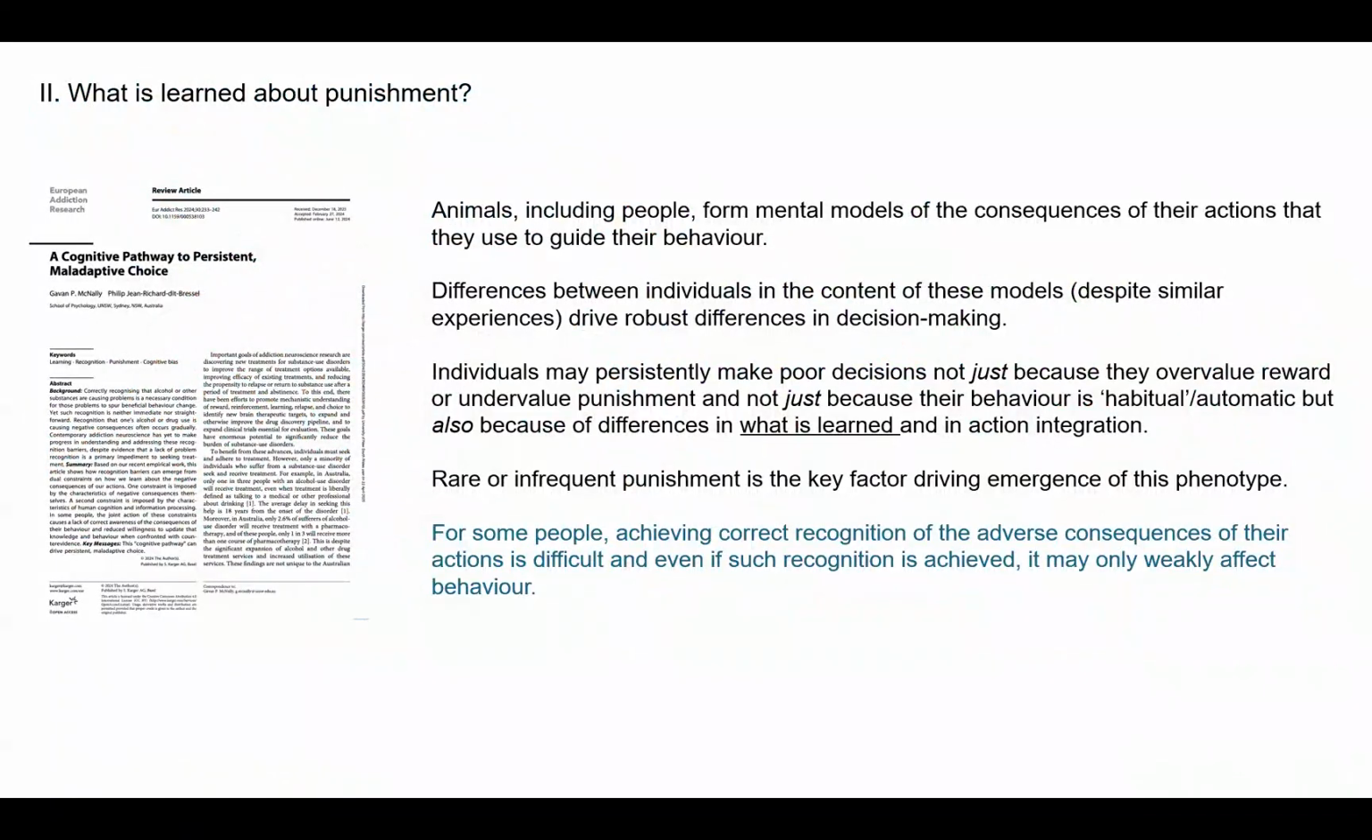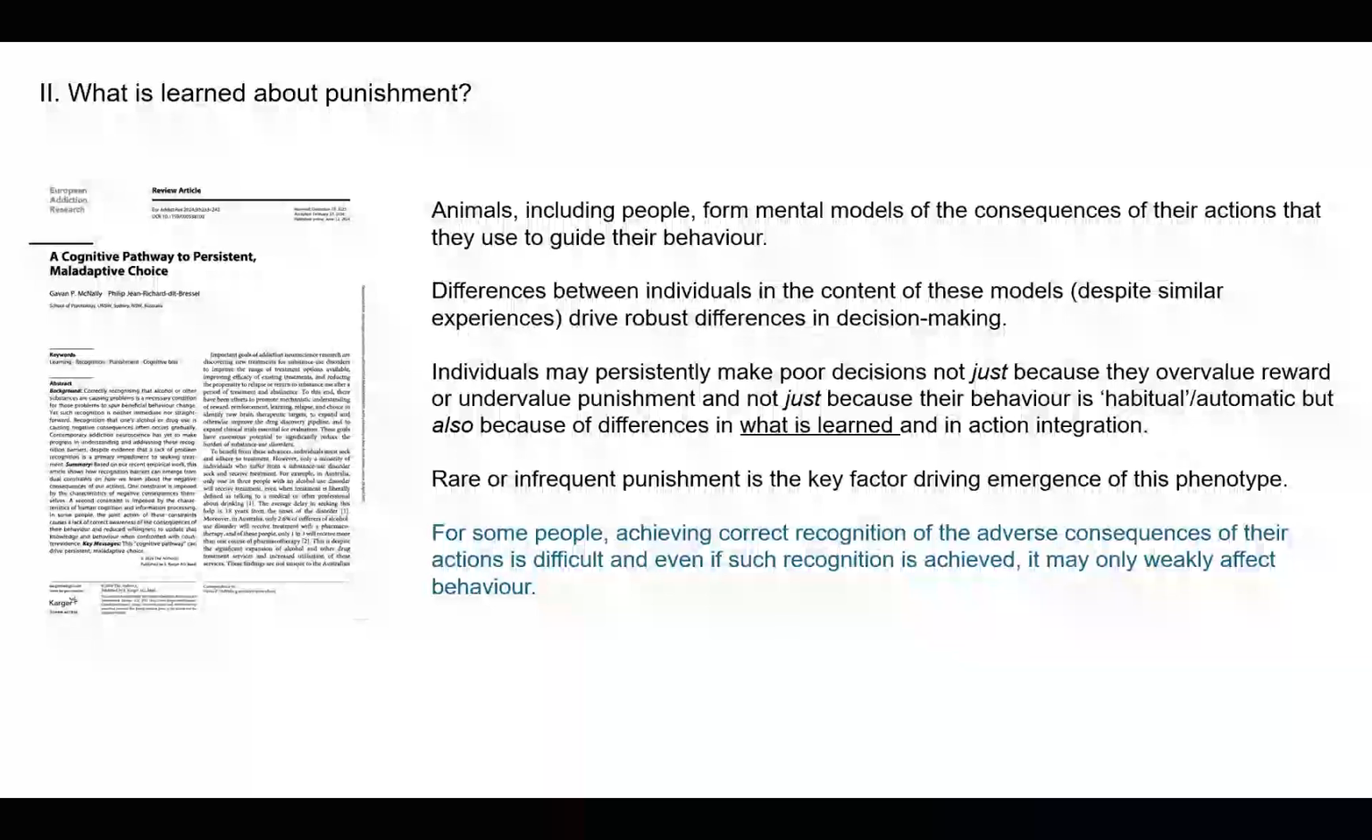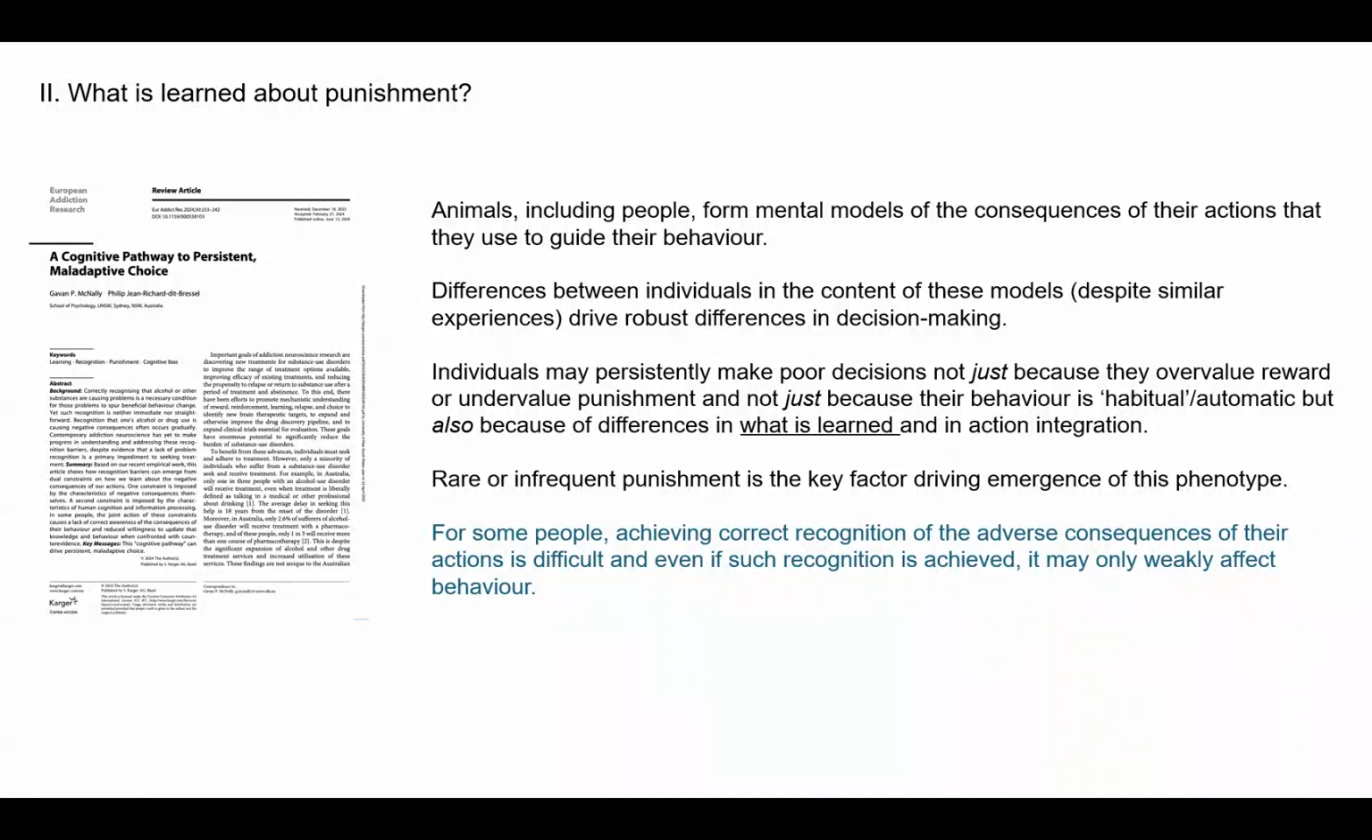So, animals, what's learned during punishment? When we started this, I thought it would be like response, outcome, done. Animals, including people, form mental models of the consequences of their actions, and they're using these to guide their behaviour. That's relatively obvious. It's differences between individuals in the content of those models, despite the same experiences, that we think drive these robust differences in punishment-related choice.